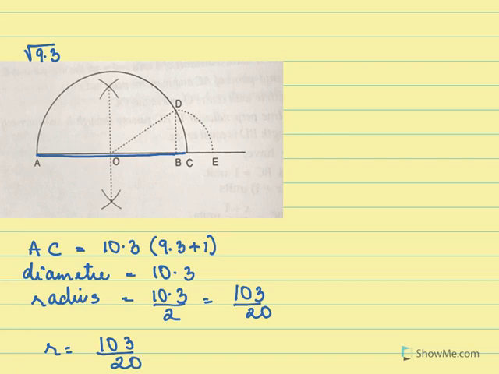Okay? We need to focus on this triangle. We're going to use Pythagoras in this triangle. So we'll find the 3 sides of this triangle. Now here we know the radius. We know OD is a radius, right? So our OD is the radius, and we said the radius is 103 over 20.